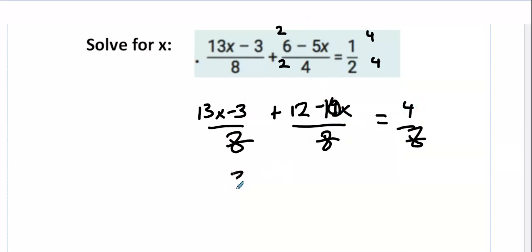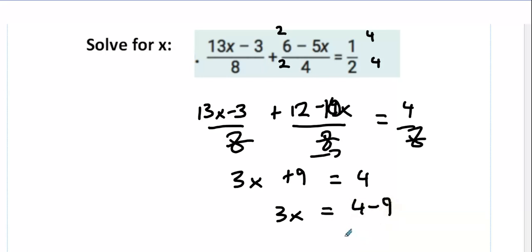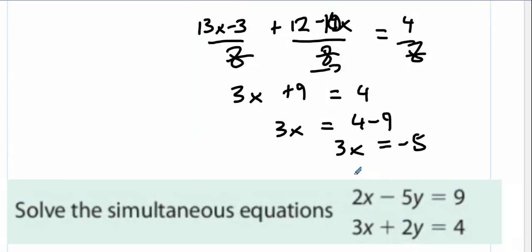13x - 10x = 3x. You're correct. -3 + 12 = 4. Bring the 9 over to your side. -5. Now, here's the tricky part. Connor, it's multiplied by 3 on the left. So what happens to the 3?